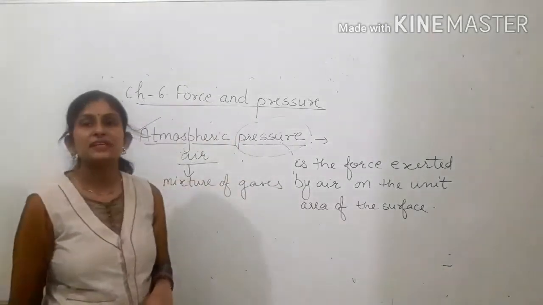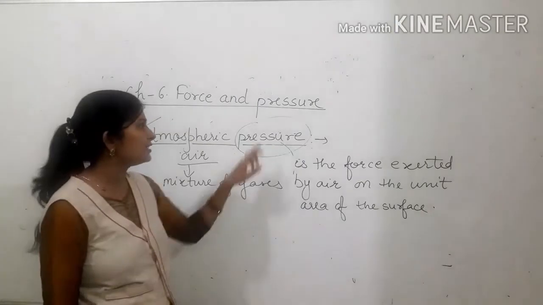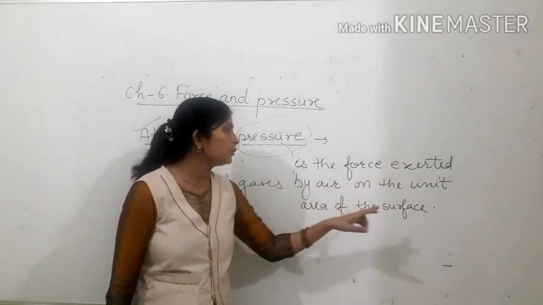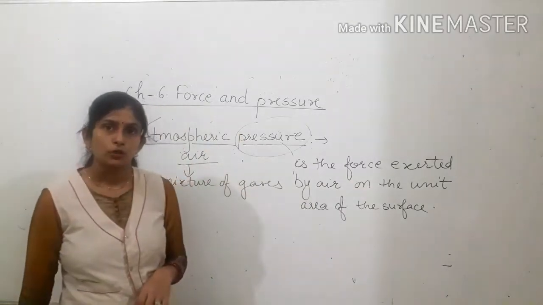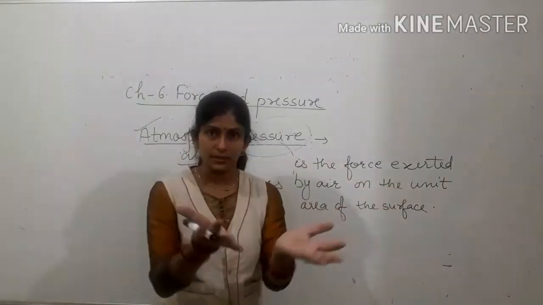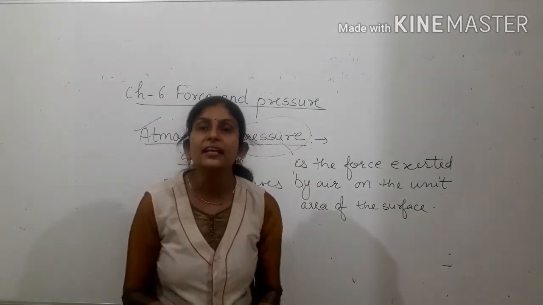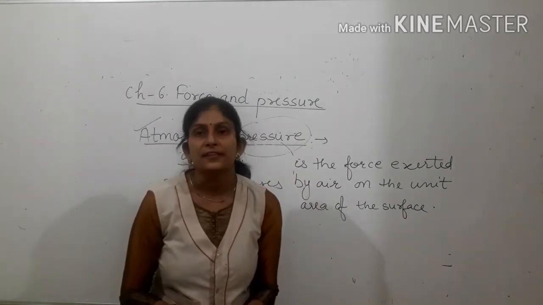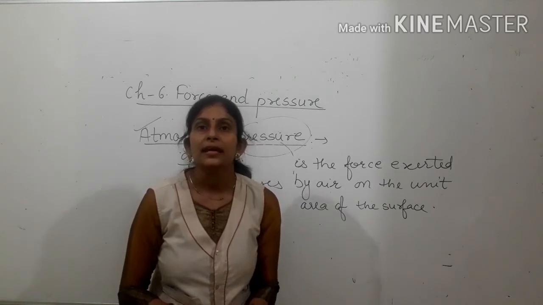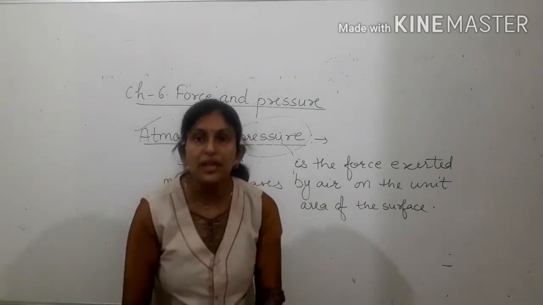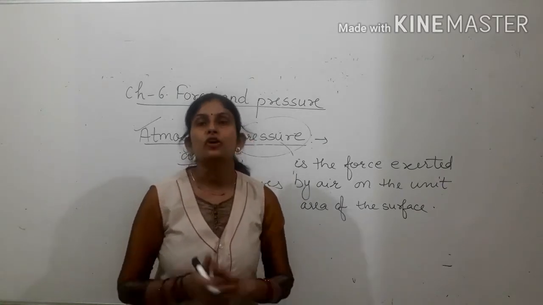It can be specifically defined as the force exerted by air on the unit area of the surface. So, air around us applies force on the unit area of the surface. In this way, it applies pressure on that surface, on the objects present on the surface.